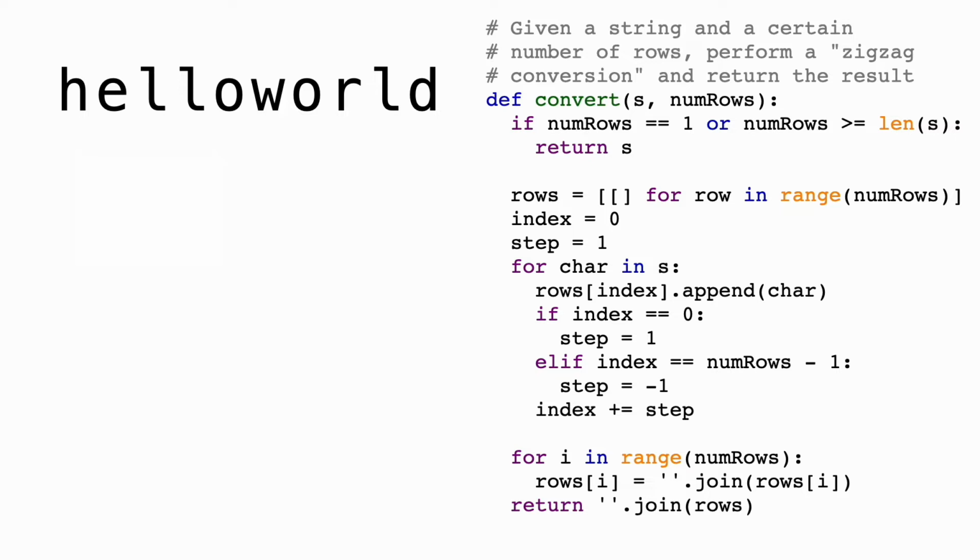Given a string and a certain number of rows, we have to perform a zigzag conversion and return the result. So what exactly is this zigzag conversion? Well, let's say the string is hello world and the number of rows is 3. We can arrange the letters in a certain zigzag pattern.